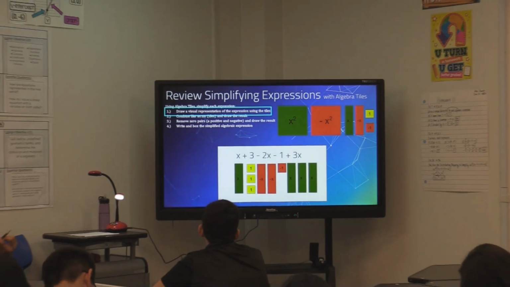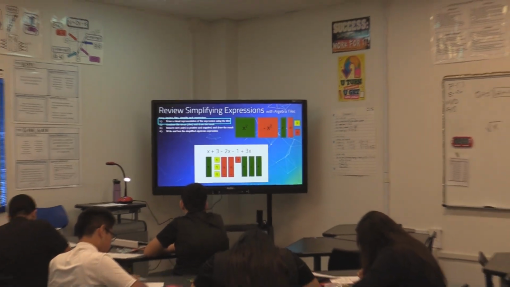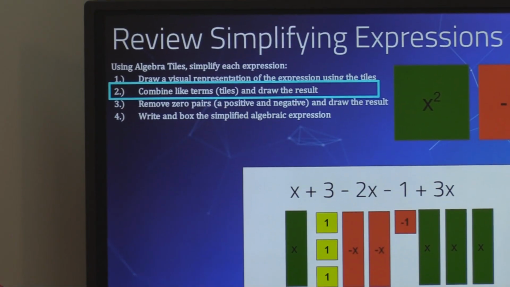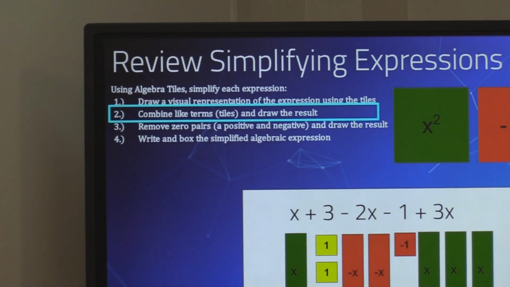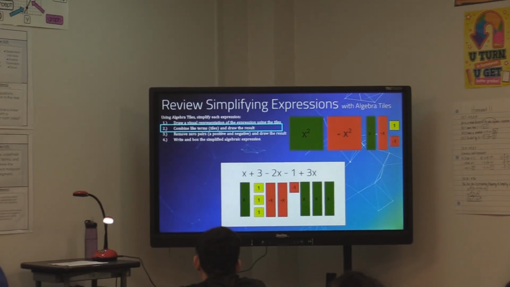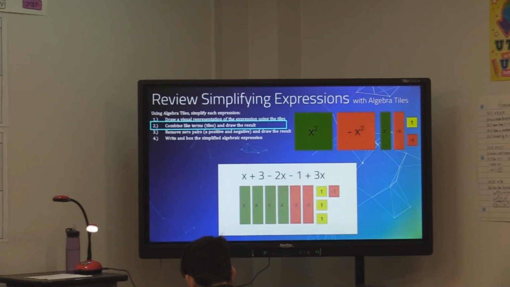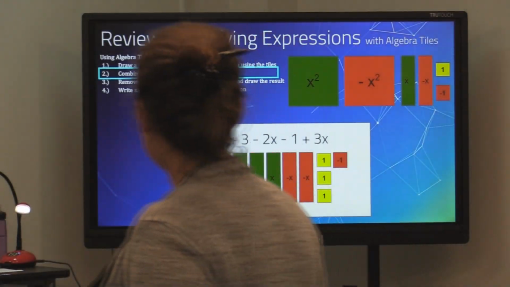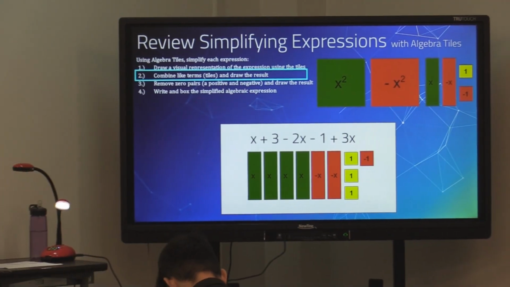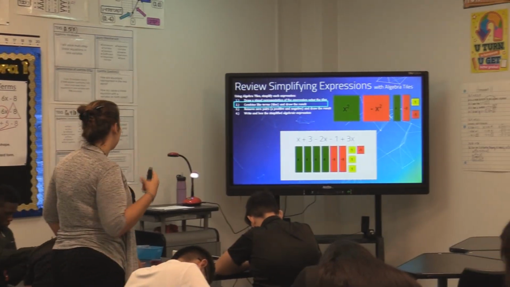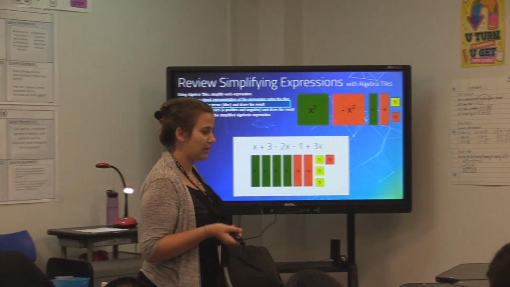What did we do next after this? Combine like terms. So what did that mean? What did we do? Instead of terms, we combined like tiles, right? So all of our x's went together, our positive and our negatives, and then all of our ones went together. So here's step two if you want to draw it, or please draw it.